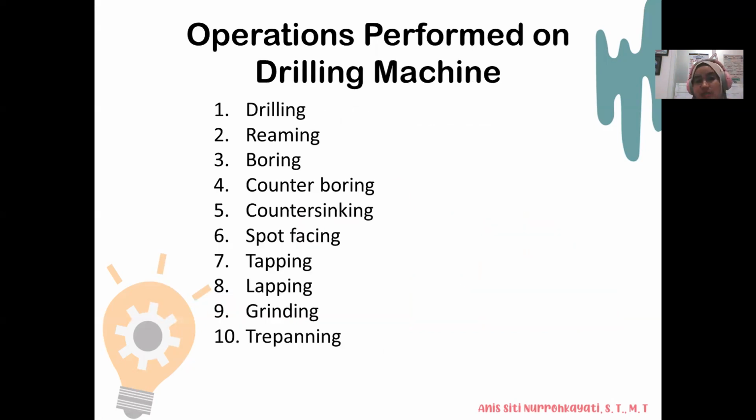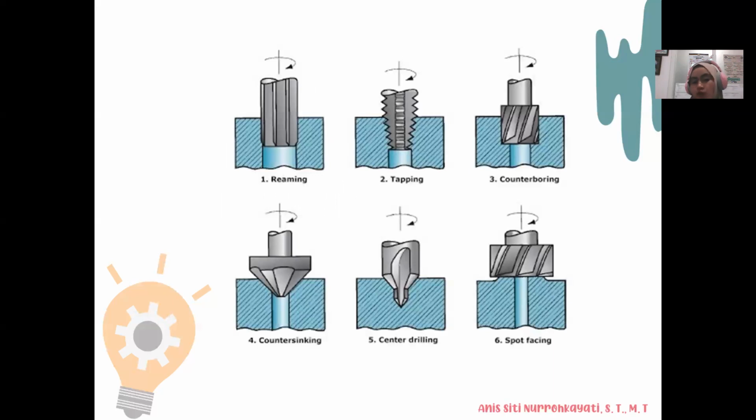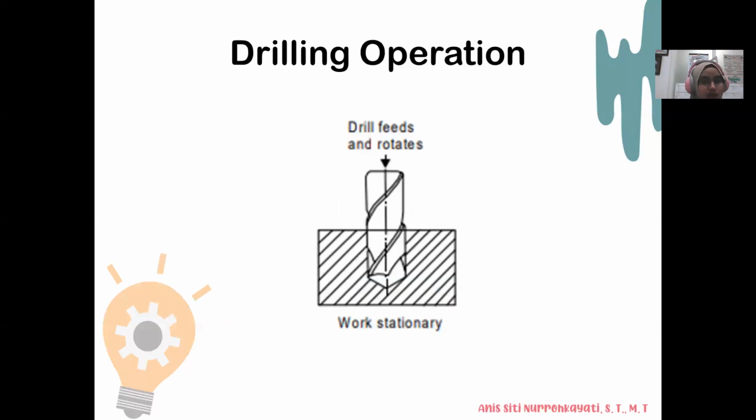Next are operations performed on drilling machines. In a drilling machine, we can perform drilling, reaming, boring, counterboring, countersinking, spot facing, tapping, lapping, grinding, and trepanning. First is the drilling operation.